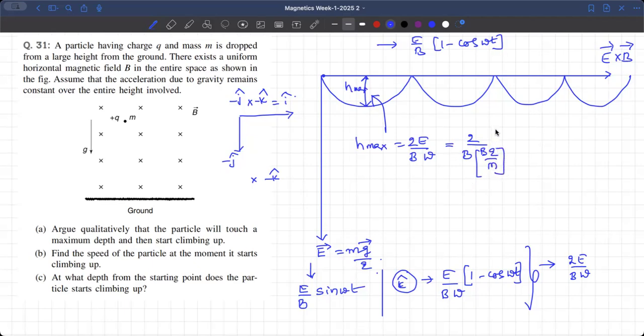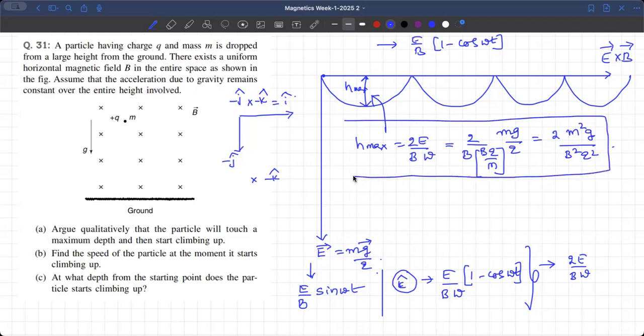What is E? E is mg by Q. So finally, what you are going to have is 2 times m square g by B square Q square, which is the maximum depth that you could expect this particle to come down.